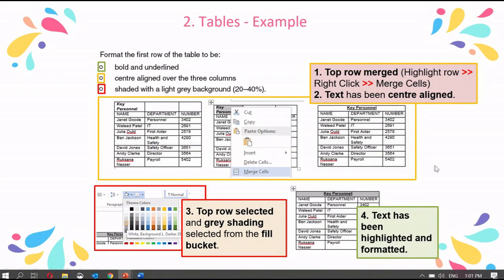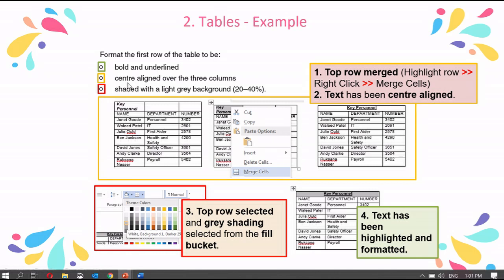So now we have an example of a sample question here. The question says, given a table, format the first row so that it is bold and underlined. That means in your first row, select all the text, make it bold and underlined. And you know how to do this already.